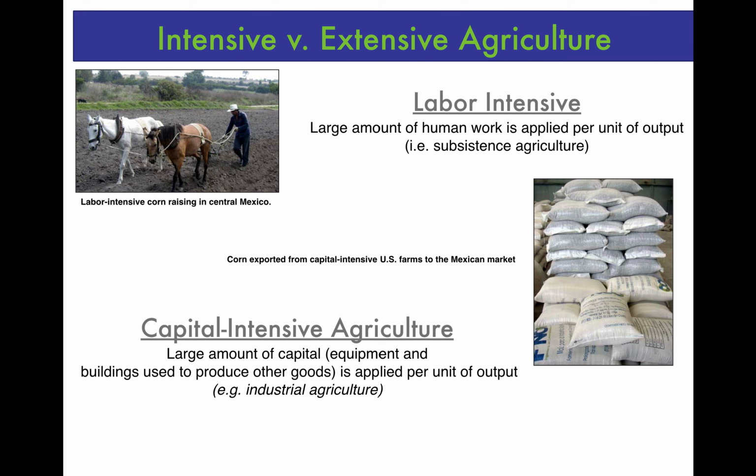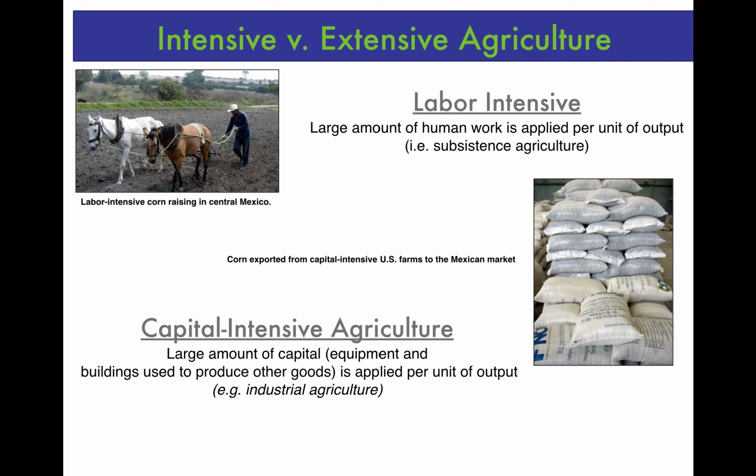The concept again is that with labor intensive agriculture, you're putting a whole lot of work into a specific area of land. I put the example of subsistence agriculture on that, but you can also consider dairying, commercial agriculture of dairying, to be very labor intensive. Mediterranean agriculture, I would argue, is also labor intensive.